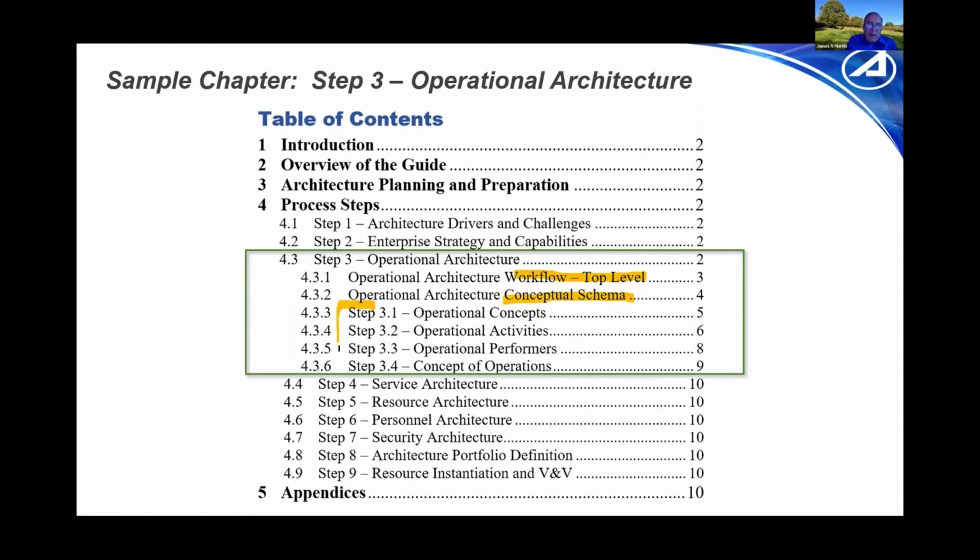And then in this case, we have 4 second-level steps, those major steps. The first defines the operational concepts. Then you define the operational activities. In other words, that's the behavior. Then you define the operational performer, that's the structure. And then you bring it all together in an overarching concept of operations. How would you use these concepts with this behavioral activities and structural performers?